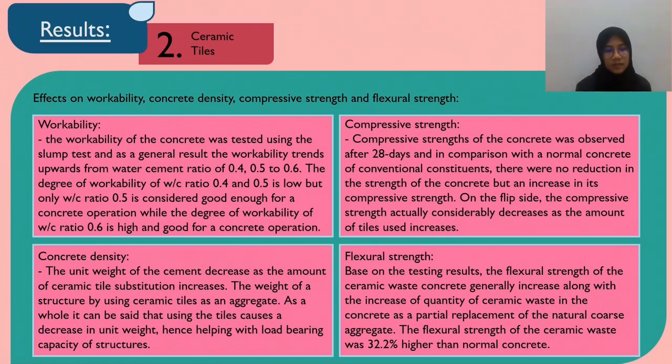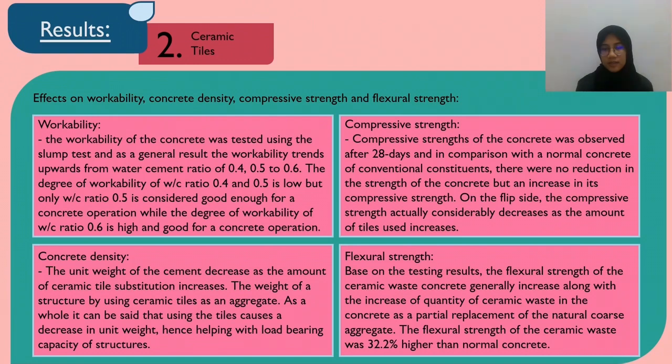The second one, we have the concrete density. As for the concrete density, the unit weight of the cement and the amount of ceramic tile substitution are in contrast. For example, as the unit weight of the cement decreases, the amount of ceramic tile substitution will increase. We can see that the tiles cause a decrease in unit weight, and it will help with the load bearing capacity of structures.